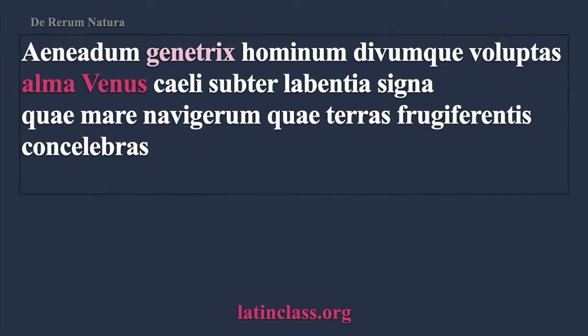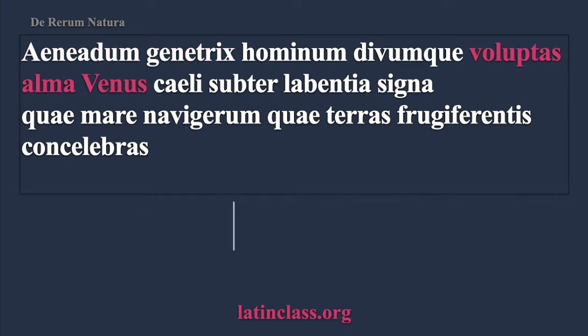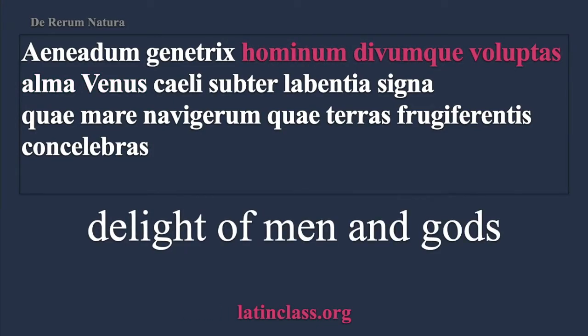And so, Venus and genitrix, meaning mother, are united by the vocative case. And along with it comes Aeneadum, and we get the translation, mother of the Roman race. Secondly, Venus and voluptas, meaning delight, are united by the vocative case. It brings with it the phrase, of men and gods.